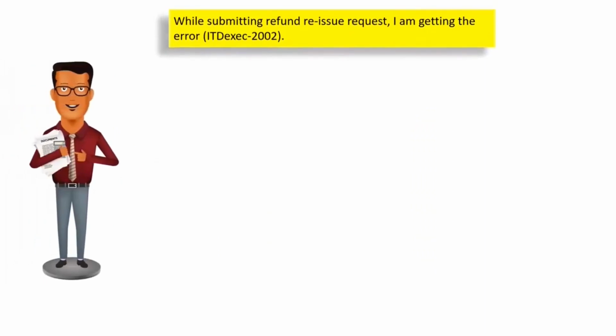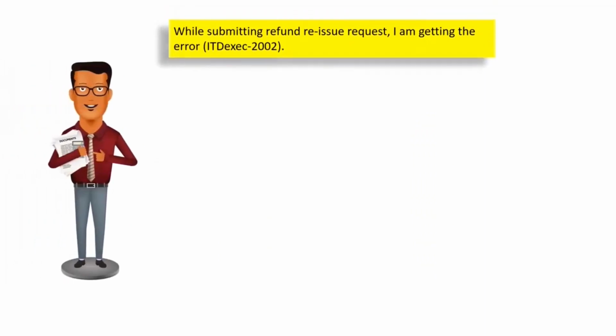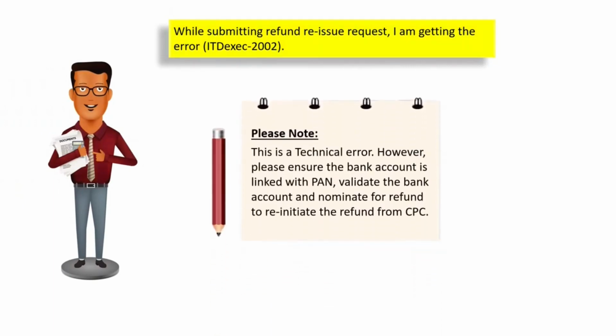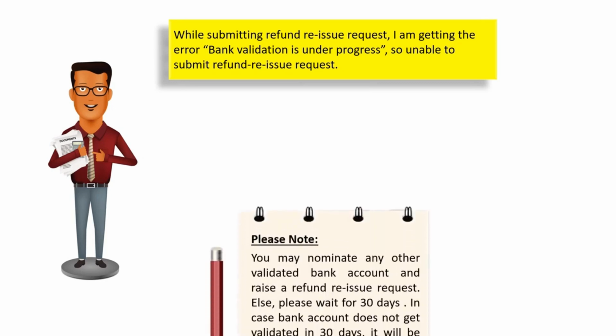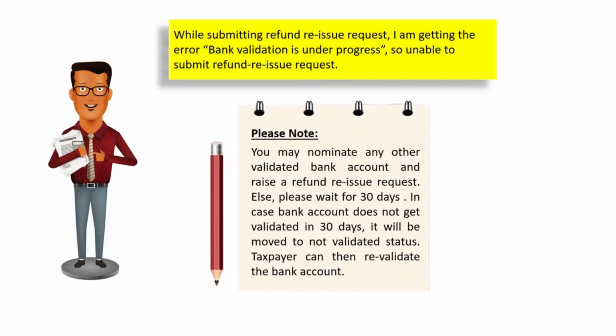Another situation could be that while submitting a refund reissue request, you are getting a technical error. In such cases, please ensure that the bank account is linked with PAN, validated and nominated for refund before reinitiating the refund from CPC. There could be another situation where, while submitting a refund reissue request, you are getting the error that bank validation is under progress and therefore you are not able to submit the request. In such cases, you may nominate any other validated bank account and raise a refund reissue request.